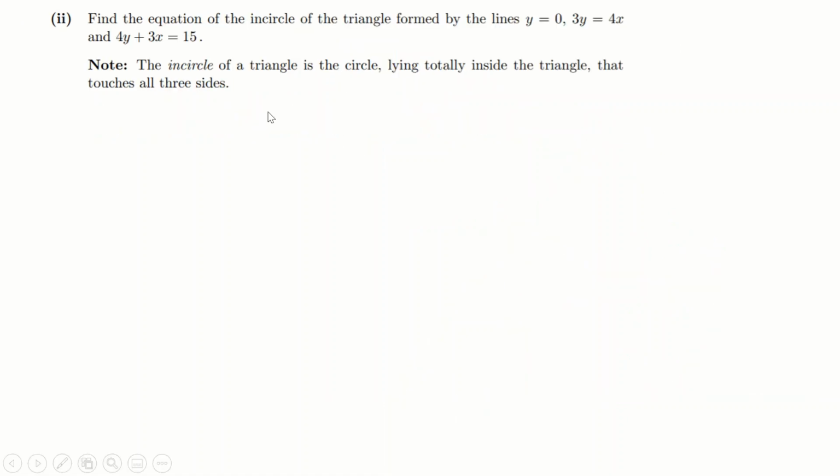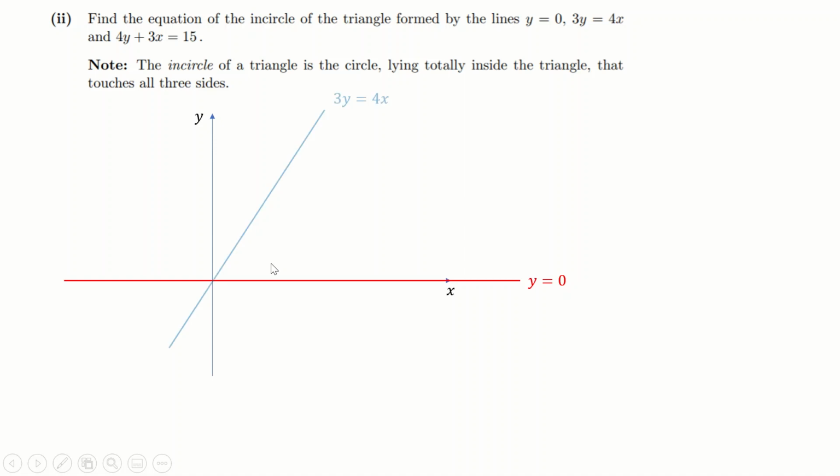Part 2, find the equation of the incircle of the triangle formed by these lines. Let's draw a picture. That's the line y = 0. That's the line that we were just discussing, 3y = 4x. And let's draw this line out. Let's do a bit of rearranging. Okay, there it is. So let's draw this line.